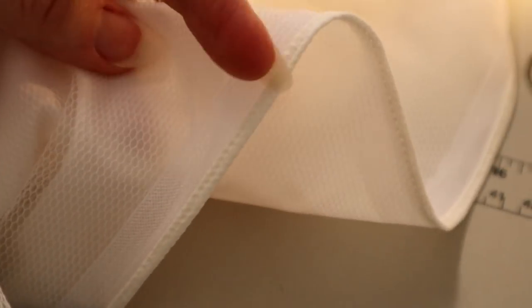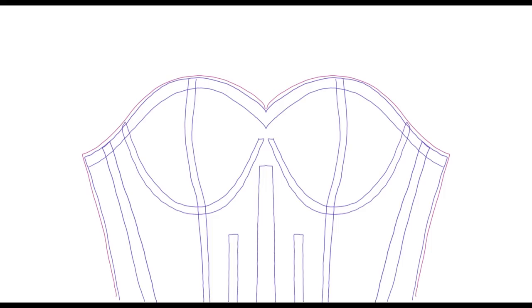So here's the finished look of it and how flat and neat it's laying. Obviously, you would want to press it after this.